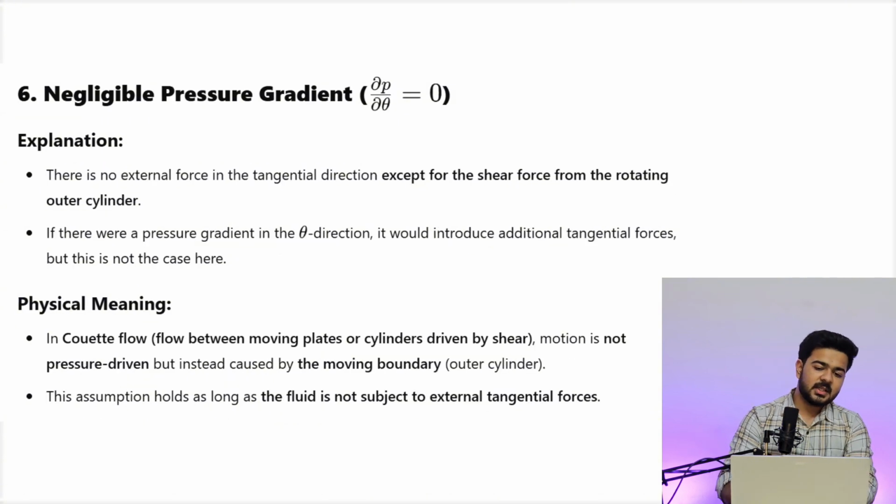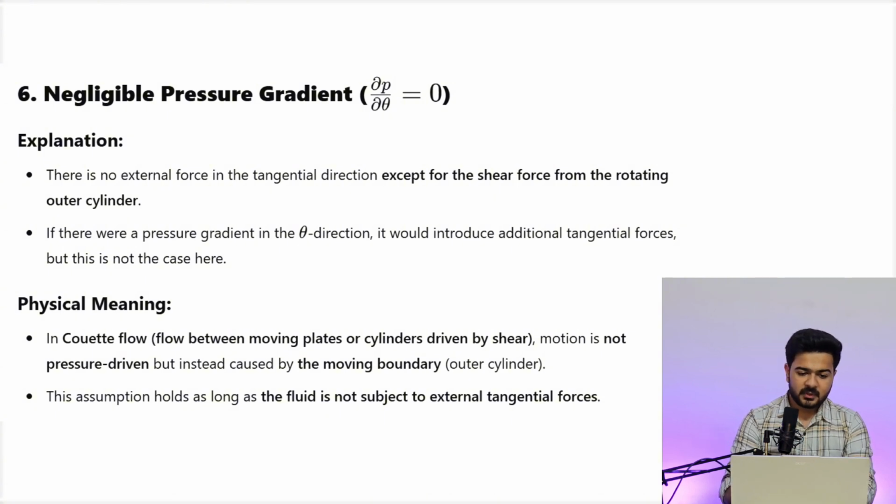Sixth assumption: negligible pressure gradient. That is, del P by del theta is equal to 0. We are assuming that pressure is not changing in the theta direction. There are no external forces in the tangential direction except for the shear force from the rotating outer cylinder. So there is only the drag force through the walls of the rotating outer cylinder.